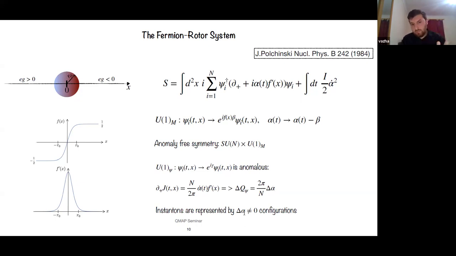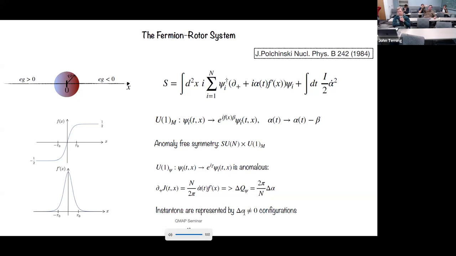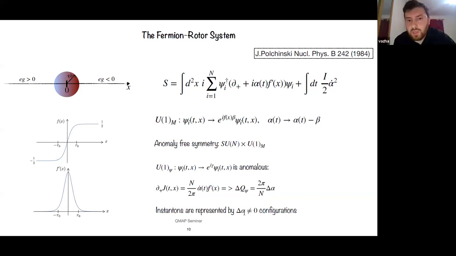As you see, this system is, sorry, yes? Sorry, just maybe first one elementary question. Is alpha valued on the real line or the circle or what? It should be compact. Okay, so it lives on a circle. Yeah, it is compact. Yes, a compact scalar.